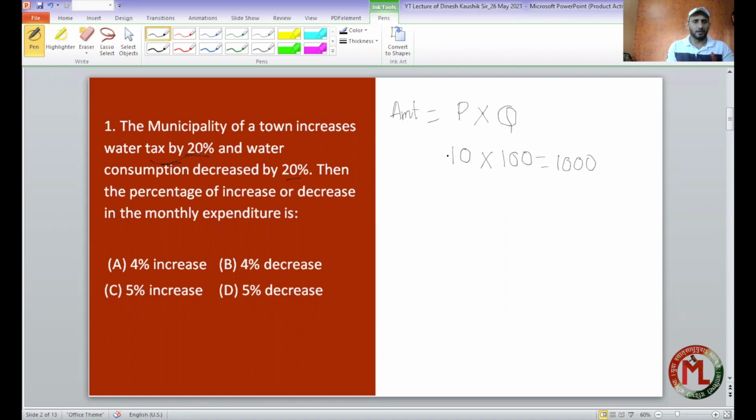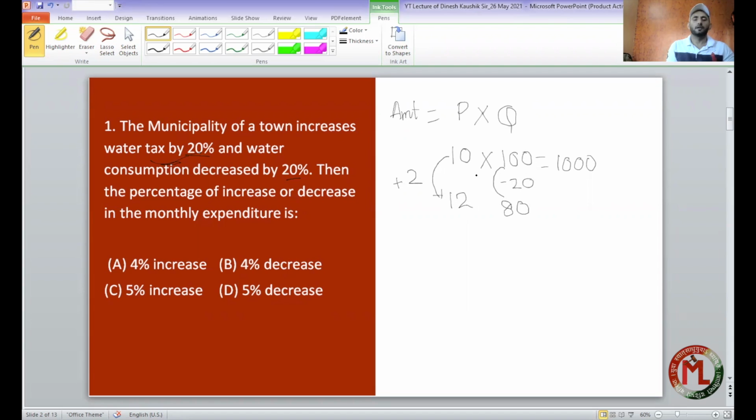Now, price has been increased by 20%. So, what is 20% of 10? 20% of 10, it is very easy, 2. So, price will increase by 2. So, it will become 12 rupee per liter. And the quantity decreases by 20%. 20% of 100 is 20. So, it will decrease by 20. So, it will become 80 liters.